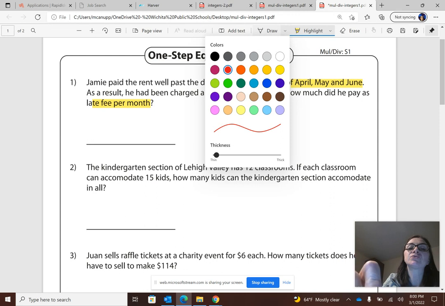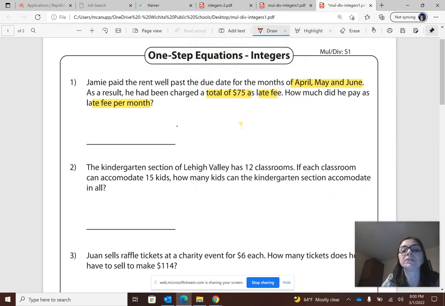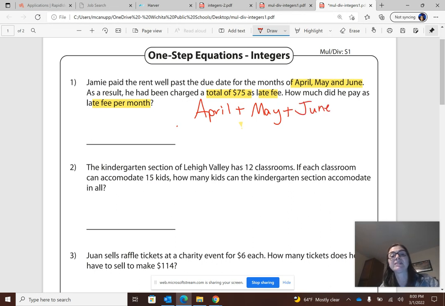So I'm going to kind of draw a picture of it. I have the late fee in April, the late fee in May, and the late fee in June. You guys see how I put plus signs? Because right here it says the total is $75. So April, May, and June, we're going to assume that the late fee is always the same.